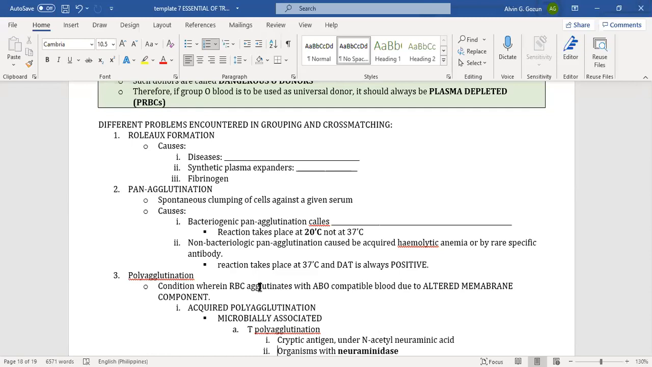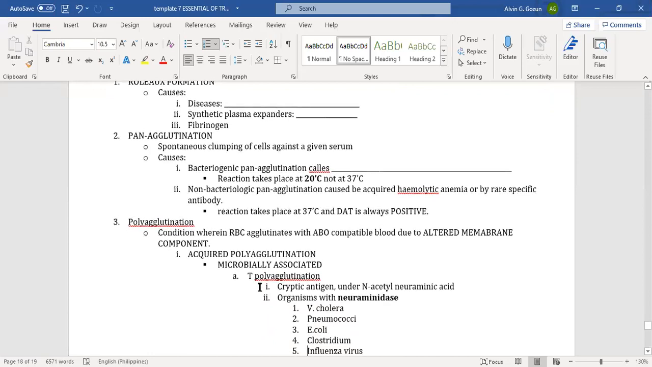These are dextran, intravenous X-ray contrast materials, and hydroxyethyl starch, di ba? And of course, fibrinogen. We have also here pan-agglutination, spontaneous clumping of cells against a given serum. Ano yung causes? Bacteriogenic pan-agglutination. Tawag dyan is your Hubener, Thomsen, and Friedenreich phenomenon.